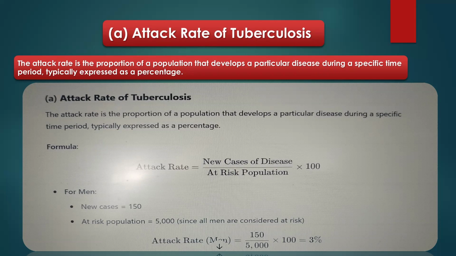The attack rate is the proportion of population that develops a particular disease during a specific time period, expressed in percentage. And the formula is: attack rate equals new cases of disease over at-risk population times 100. And the answer is usually expressed in percentage.